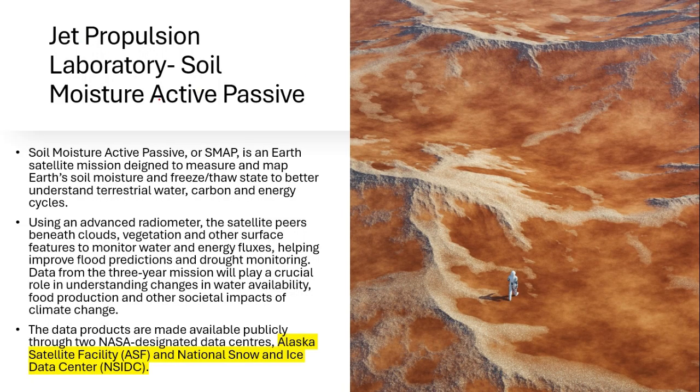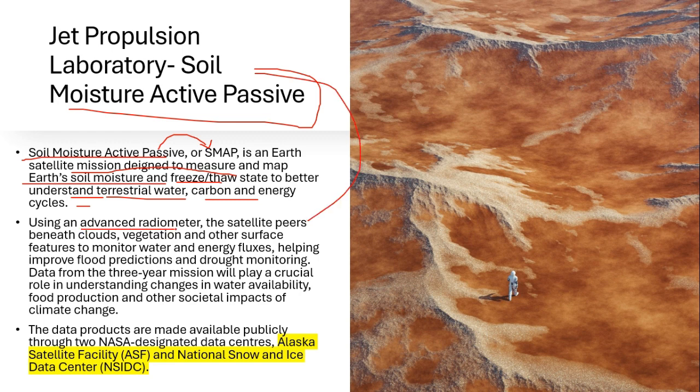We also have soil moisture data, active and passive, from the Jet Propulsion Laboratory. This data set, which in short form we know as SMAP, is an Earth satellite mission designed to measure and map Earth's soil moisture and also the freeze and thaw state to better understand terrestrial water, carbon and energy cycles. This data set is collected using an advanced radiometer. The satellite peers beneath clouds, vegetation and other surface features to monitor the water and energy fluxes. So it helps us to improve flood prediction and drought monitoring. Data from the 3-year mission will play a crucial role in understanding the changes in water availability.